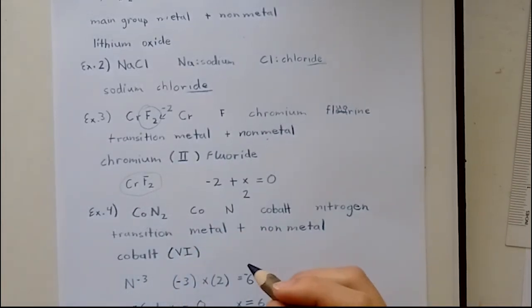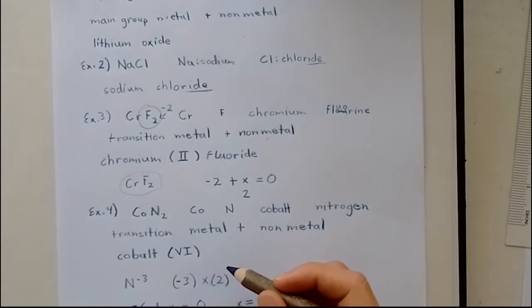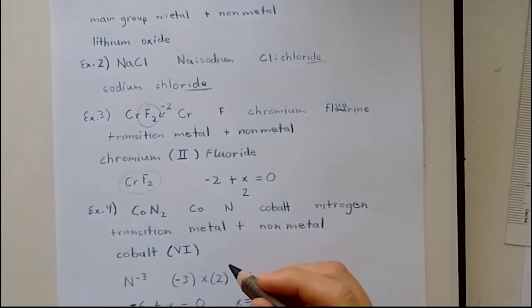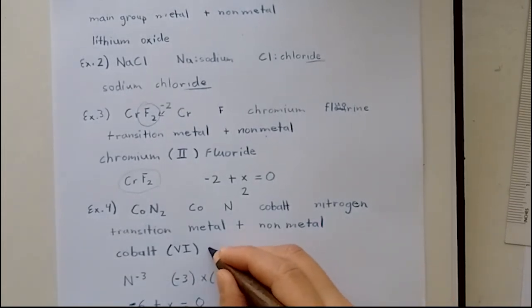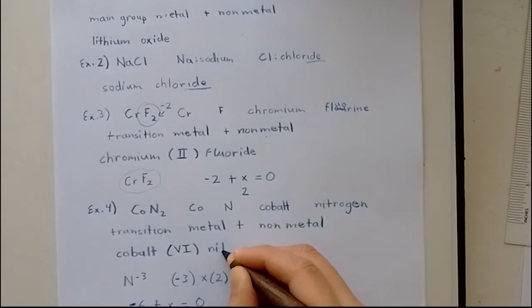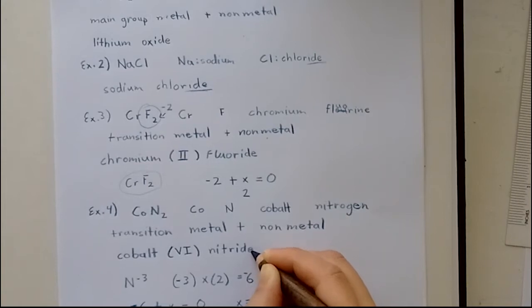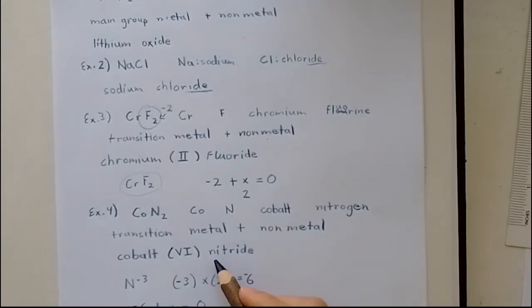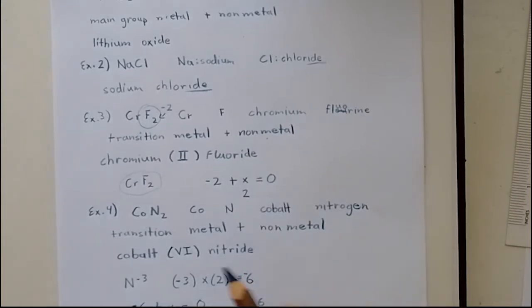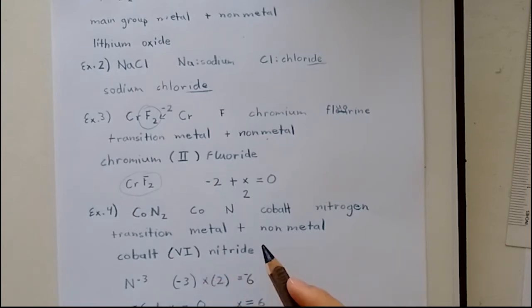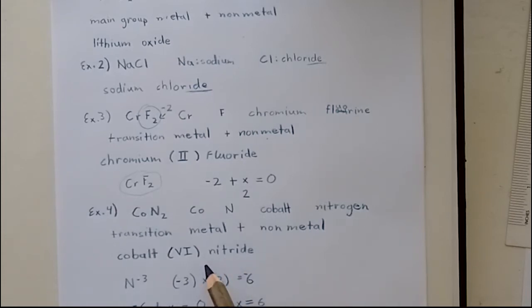We put that in Roman numerals. And then for the second element, we have nitrogen. We write its base name with the ending "ide", so nitride. And you'll get used to naming the nonmetal just by practicing. The more problems you do, the more familiar you will become with knowing which name the nonmetal has.